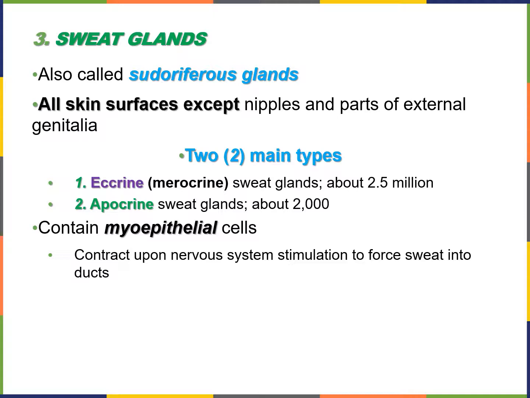So they can contract upon nervous system stimulation to force the sweat into the ducts, and then to the surface, because while in the gland the sweat has absorbed a lot of heat. We want that sweat to come to the surface because it contains a tremendous amount of heat. Remember, water has a high capacity for heat, and as it evaporates off, unless we have real high humidity in the air, that water would take a lot of heat away from the body.